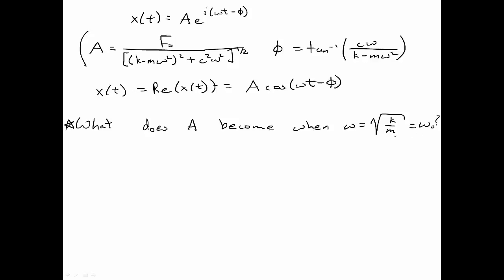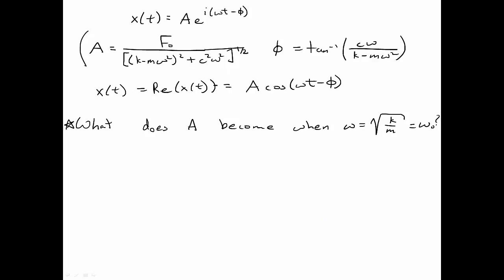It's also called the natural frequency, because if we just had this spring, it would oscillate at a frequency of the square root of k over m. It's the driving force that would change it. When our driving force is at that frequency, what happens to our amplitude? Take a minute, plug that in, and see what happens.